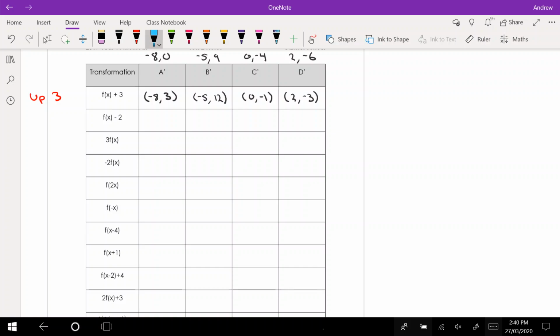What about f of x take 2? Liv, what's happening there? It would go to the right, 2 to the right. 2 to the right? Now, are we adding that constant in with our x, or are we adding it to the end of the function? Oh no, it would go 2 down. It's going 2 down. Remember, it needs to be inside my bracket to be moving left or right. Yes. So it's 2 down. We're moving down 2. So all that's doing is just making us go down 2. So negative 8, negative 2, negative 5, 7, 0, negative 6, 2, negative 8.